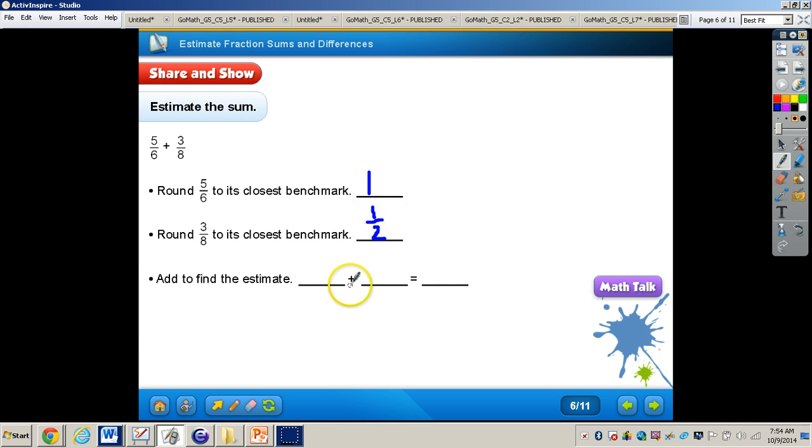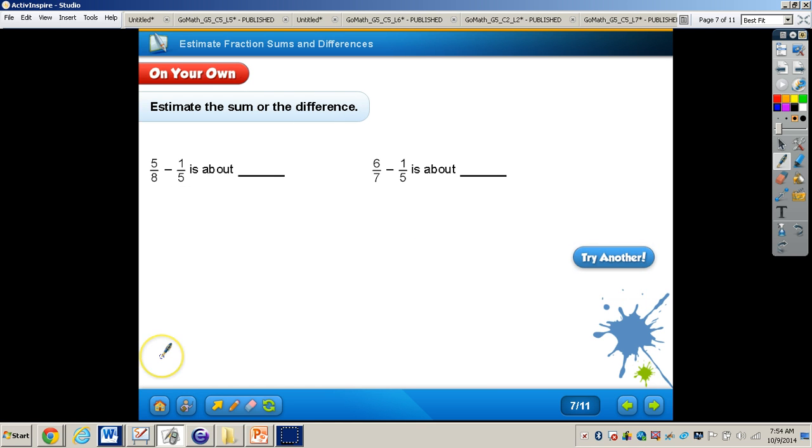Okay, now we take our rounded fractions. 1 plus 1/2 is going to equal 1 1/2. Now I want you to complete these 2 problems at your seat all by yourself. You can either use the number line like we did, or compare the numerator and denominator with each other. When you're finished, you can press play and I will have the answers for you. So pause the video now.